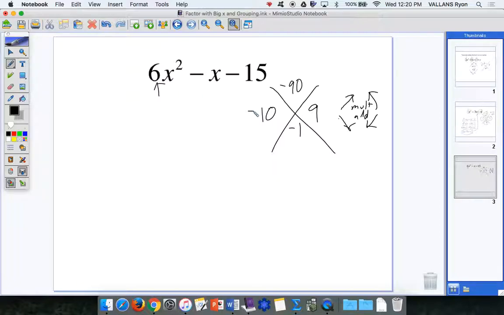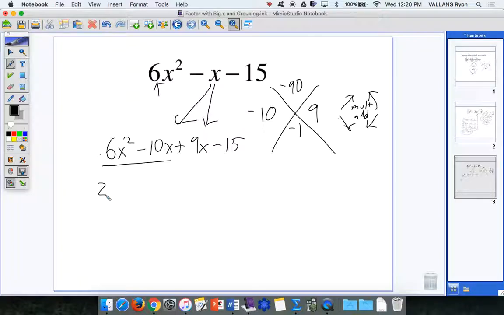Now, I'm thinking of it as 6x squared minus 10x plus 9x minus 15. So I've split this up into two parts. And if I take -10x plus 9x, I get -1x. What can I factor out of that? A 2 and an x, which leaves me 3x minus 5. What can I factor out of these two? Just 3. So I'm left with x, 3x minus 5.